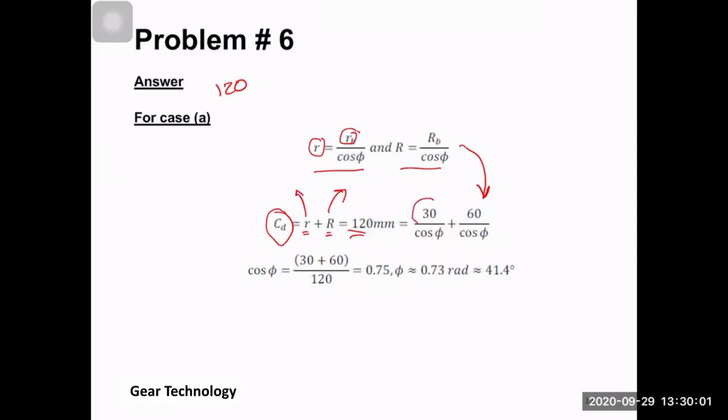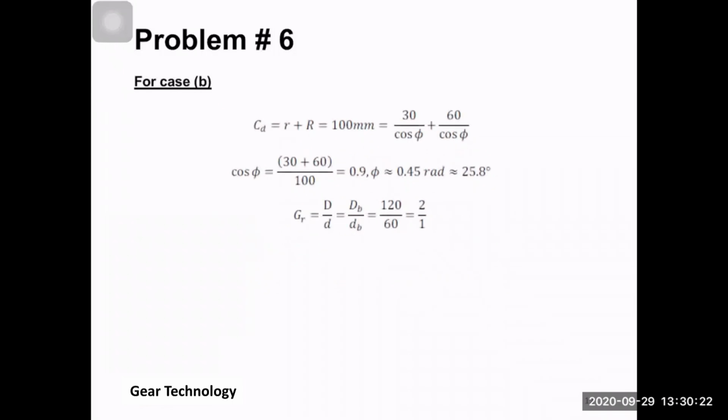The base circle radius of the pinion is 30, the base circle radius of the gear is 60. Then from this equation, we can solve for the pressure angle phi, where phi here is 41.4 degrees. Right, so this is the first case.